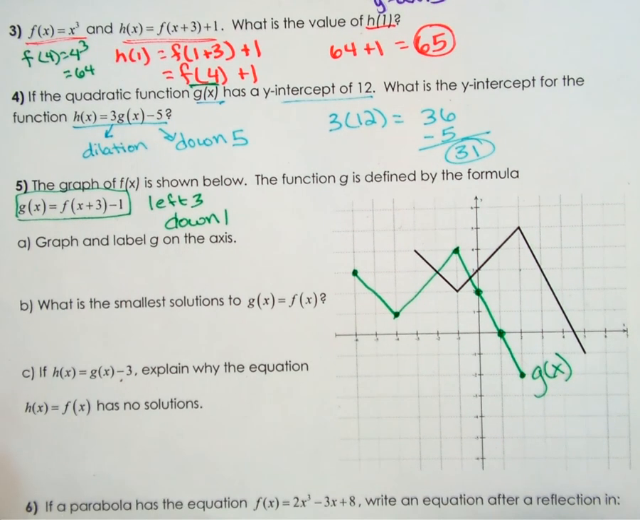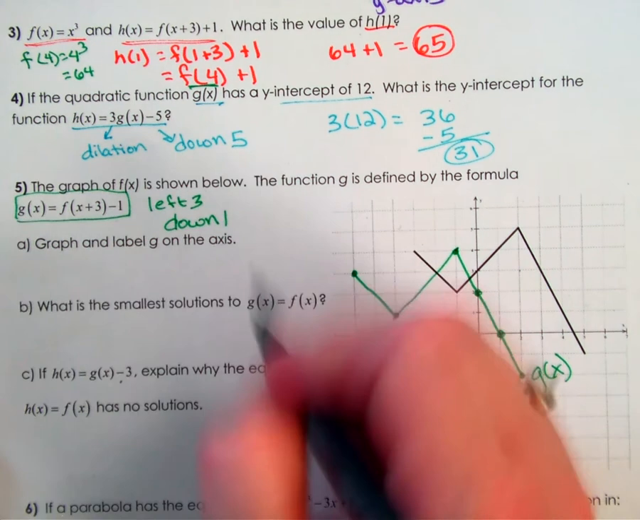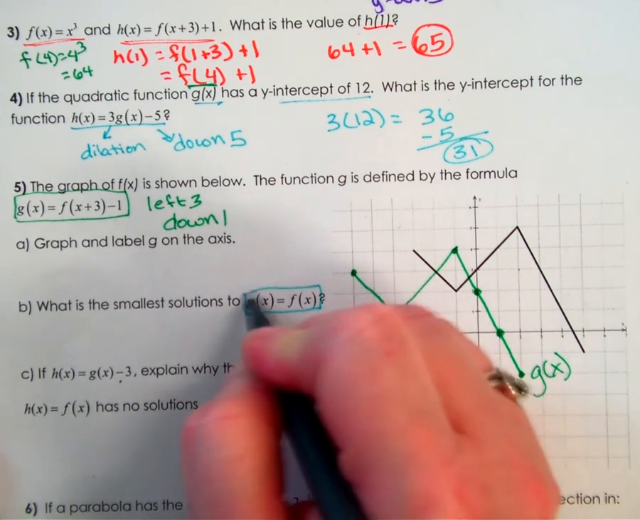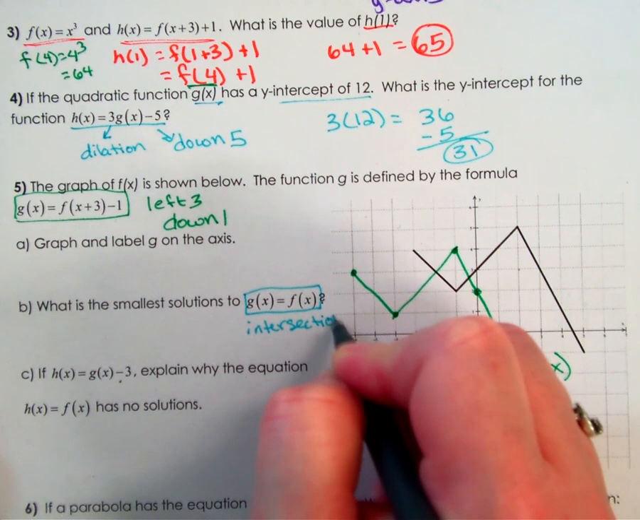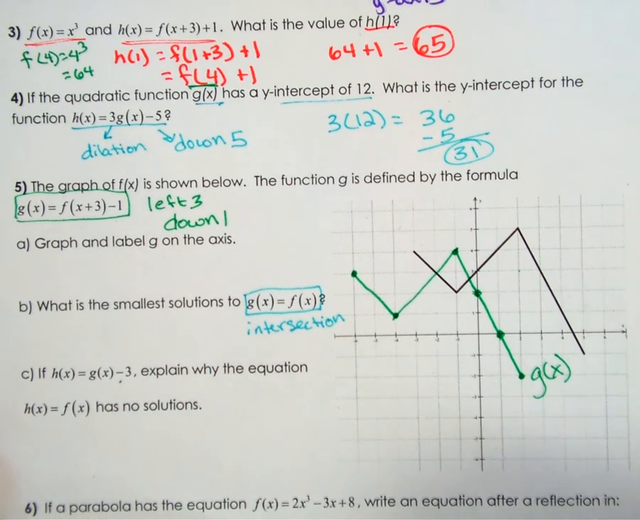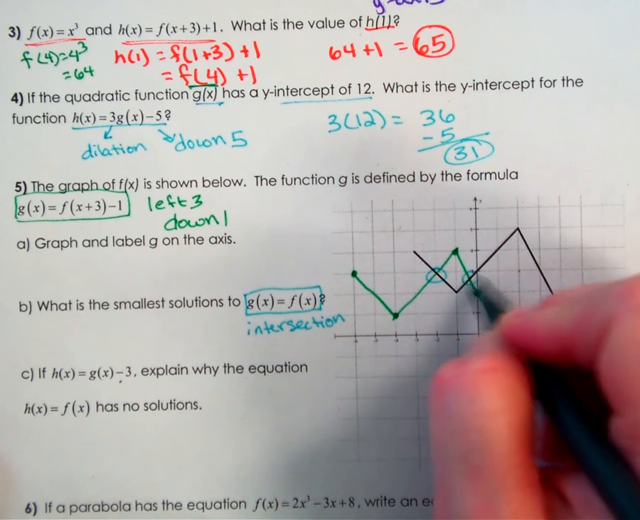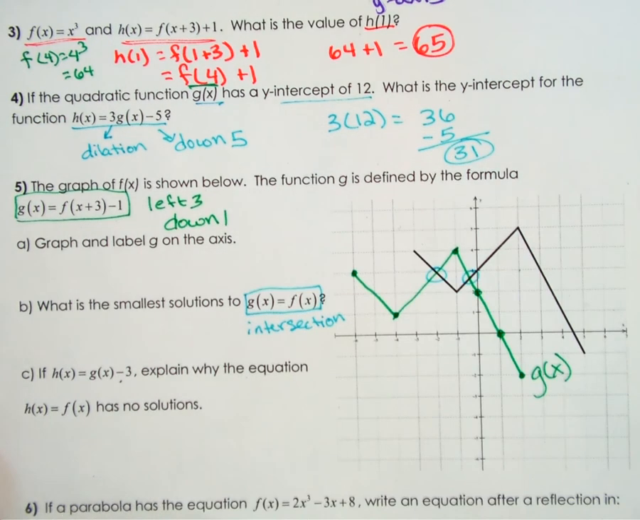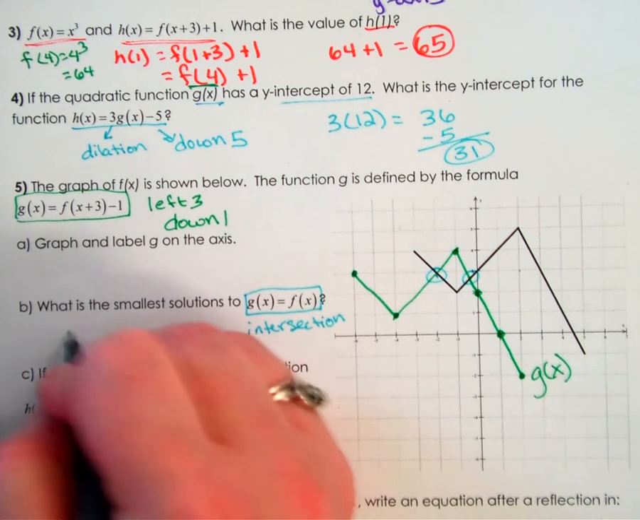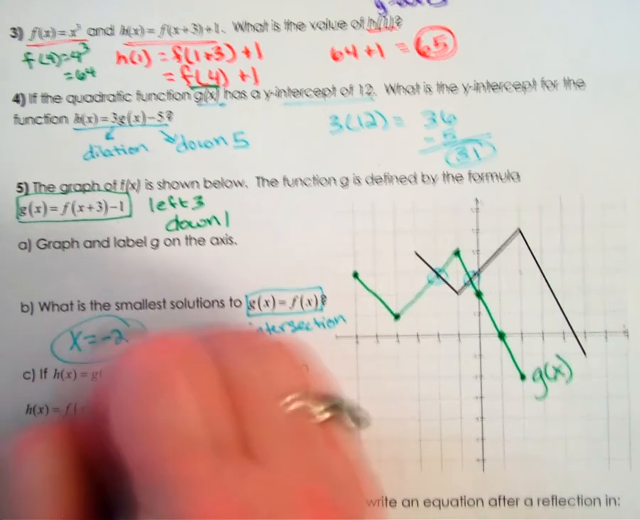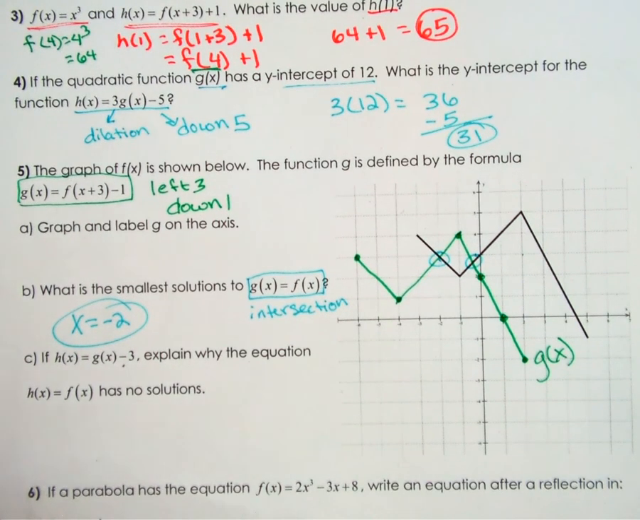Part B, what is the smallest solution to g of x equals f of x? This is our function notation for intersection. We're trying to figure out where those two graphs intersect. There are two intersections here. But they want the smallest of the two. So the smallest of the two is going to be over here. This one's more to the left, which is nice because that actually hits at a nice spot. The first one is like a decimal. Not so nice.